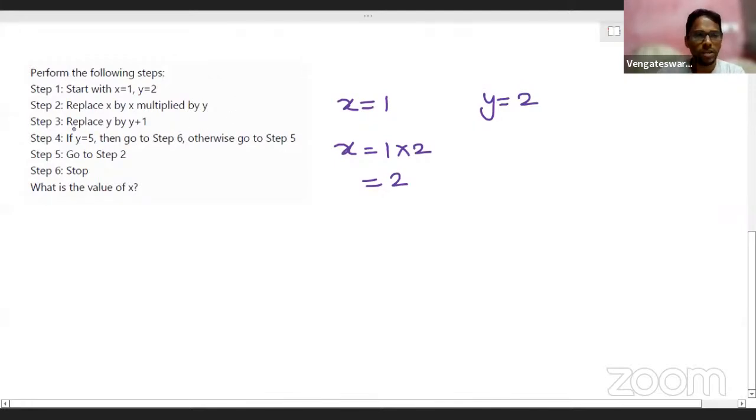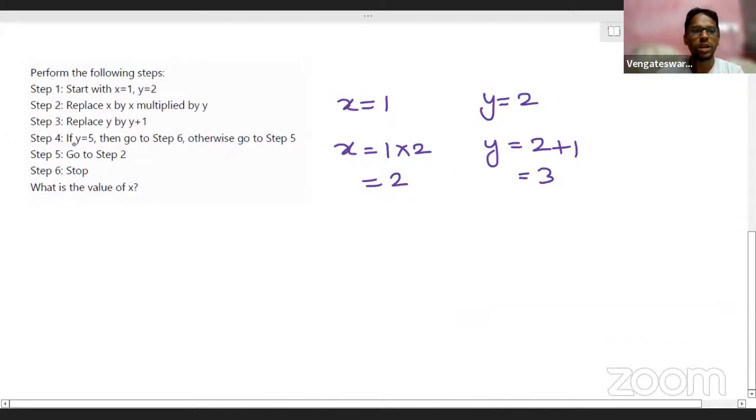And what about step 3? Step 3 says replace y by y plus 1. That means your y value also is going to change. Y will now become 2 plus 1, because already y is 2. Now this becomes 2 plus 1, which will be 3. So remember, your new value of x is 2, new value of y is 3. Getting it? Yes. Go to step 4.